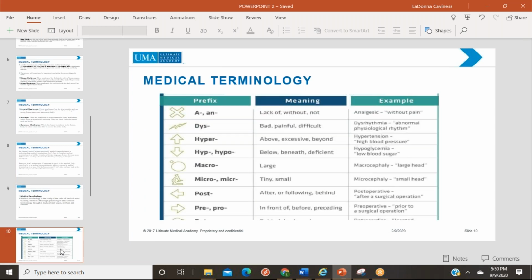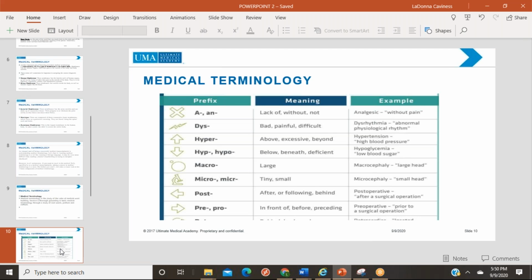On this slide, I've provided some examples of prefixes. When we take a look at the first prefix, a or an, it means lack of, without, or not. Here's an example of this prefix being used: analgesic. It means without pain. Let's go down to the second prefix, dys or dis. It means bad or painful or difficult. An example of dys would be dysrhythmia, or abnormal physiological rhythm.